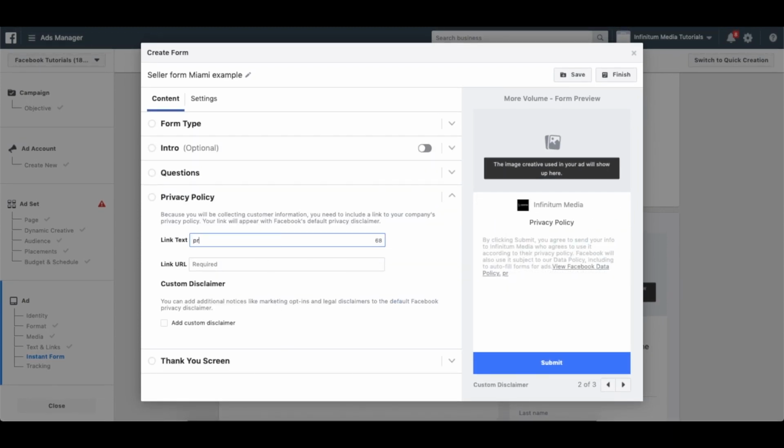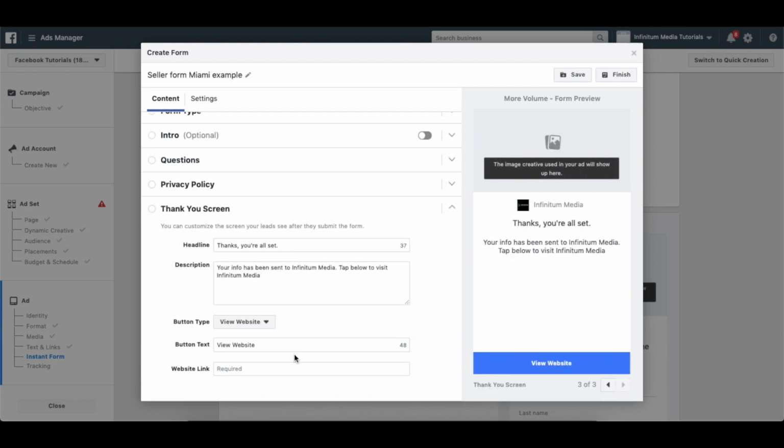Have your privacy policy here. Okay, I'm just gonna enter a bogus one. If you don't have a privacy policy, enter your Facebook page here. Okay, so I'm gonna enter mine. And then on the thank you screen, you can say, hey, your information has been sent or whatever.